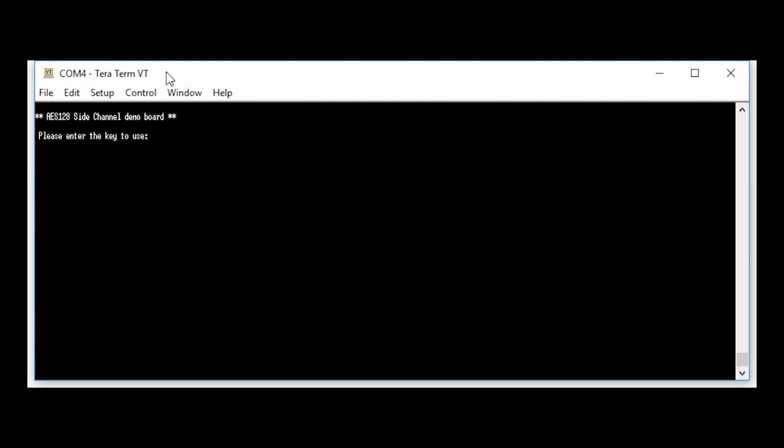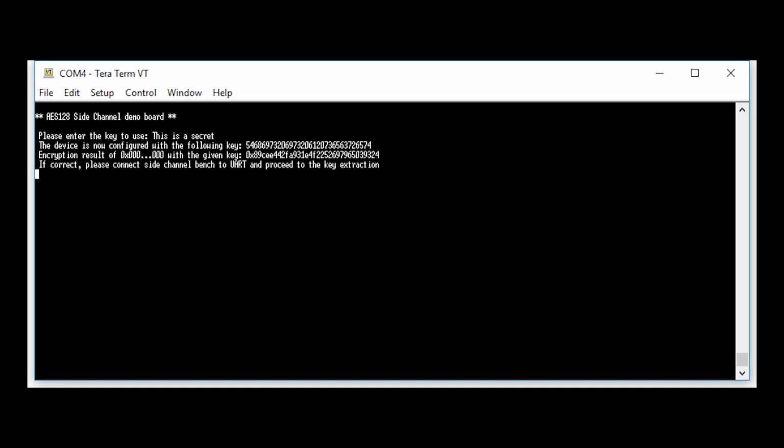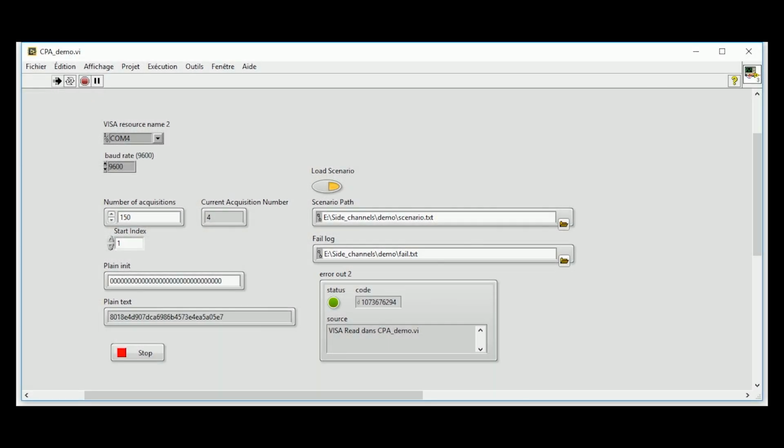Once the board is turned on, the software that's previously loaded on the target asks for a secret. Once the secret is entered, we close that terminal and run LabVIEW on the PC and configure the PC to communicate through the serial port to the board.